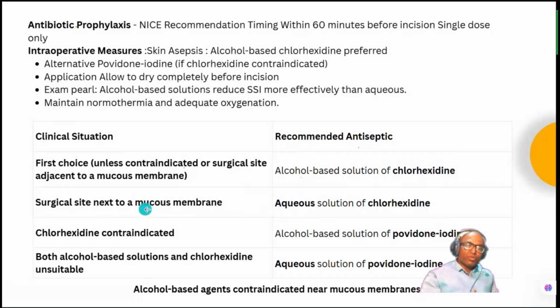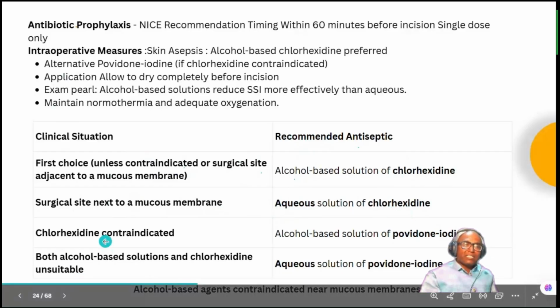If it is near to the mucous membrane, you will use aqueous solution of chlorhexidine. So the chlorhexidine is first, and that also alcohol based. If the alcohol base is contraindicated, or the surgical site is near to the mucous membrane, go for aqueous solution of chlorhexidine.